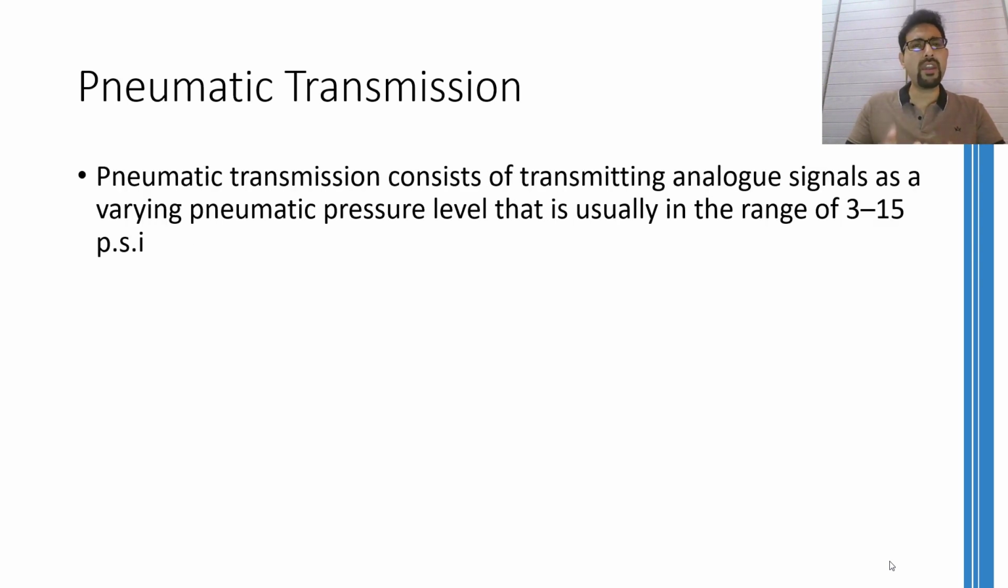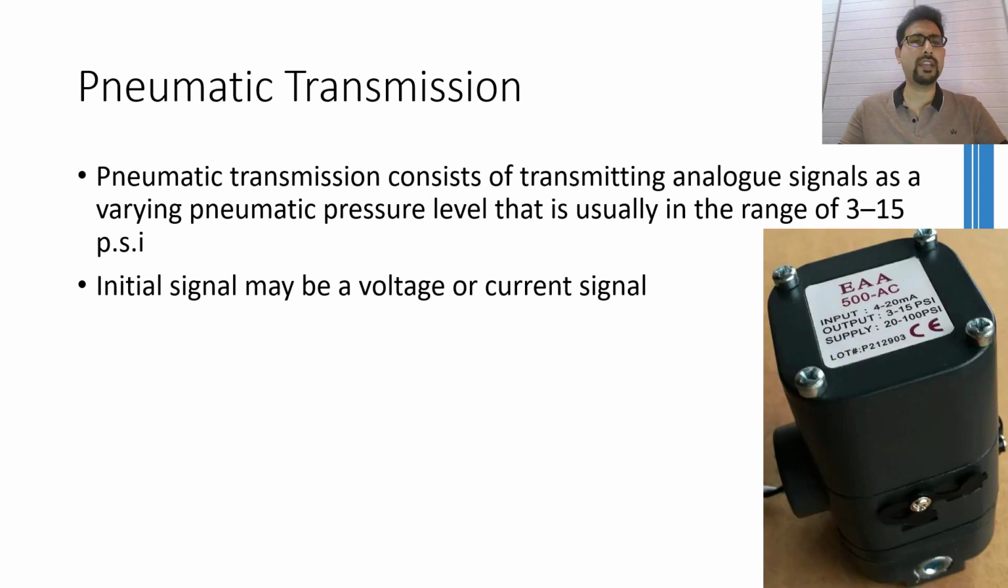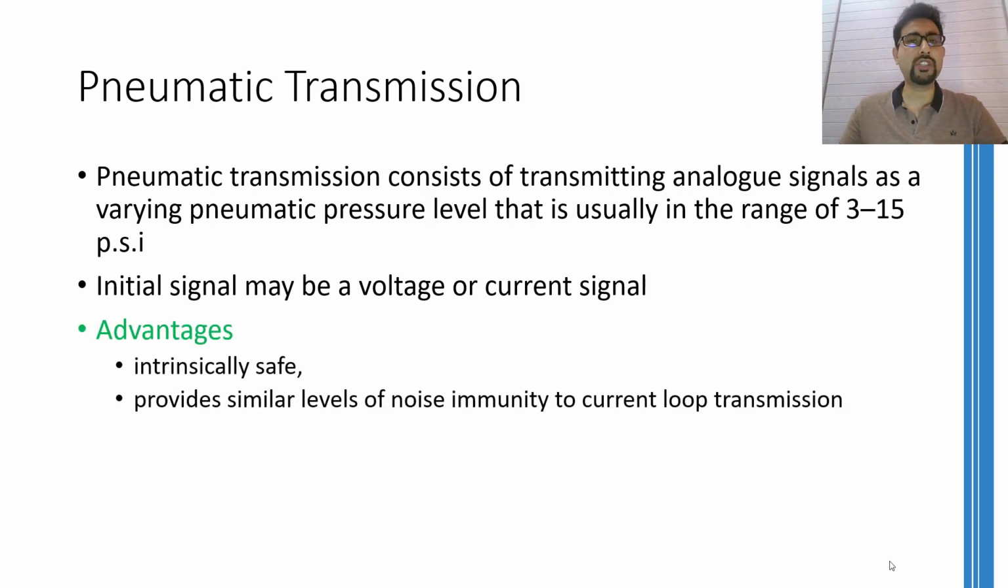Let us now talk a bit about pneumatic transmission methods that may be used to transmit signal in an industrial setup. In these systems, the analog signals are routed as change in pneumatic pressure normally in the range of 3 to 15 psi. The initial signal is normally a voltage or a current signal that is converted into a pressure signal using suitable actuators. The main advantages of using pneumatic transmission are the safety aspects and the noise immunity.